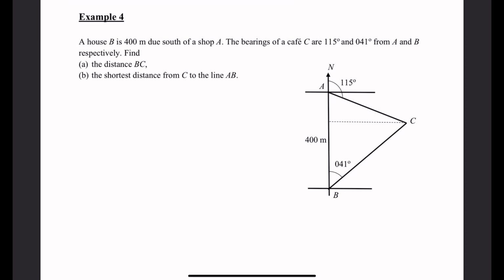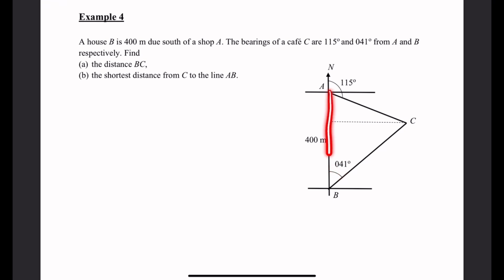Okay class, now let's look at example 4. Let's read the question first. A house B is 400 meters due south of a shop A. So here is my north. So south is the other direction, opposite direction. So notice that, yes, B is due south of A. Bearings of a cafe C are 115 degrees given already and 41 degrees from A and B respectively.